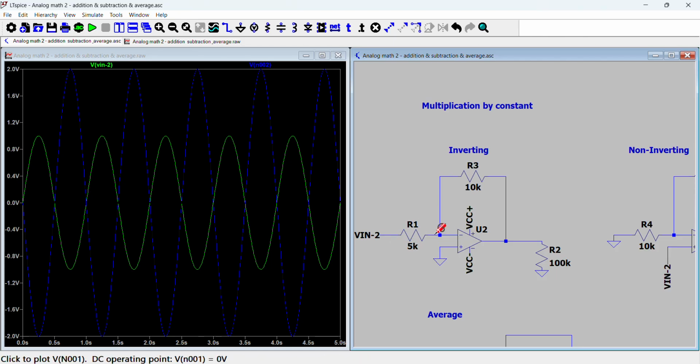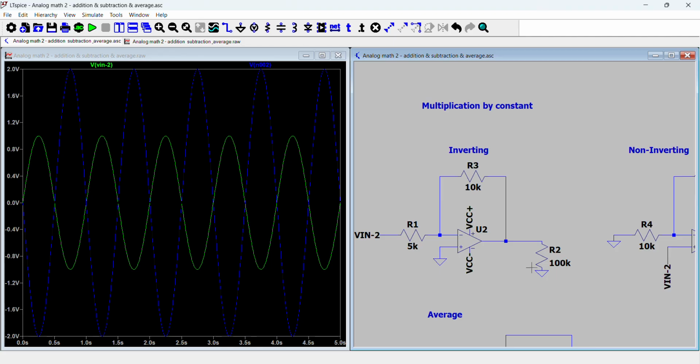The current flowing into this point is equal to the current flowing out of this point here, because no current flows through here. And so therefore V in minus 0 volts divided by 5K, which is now V in over 5K, is equal to 0 minus the output over 10K. And if you simplify the mathematics, you get that equation of the gain being negative 10 over 5.